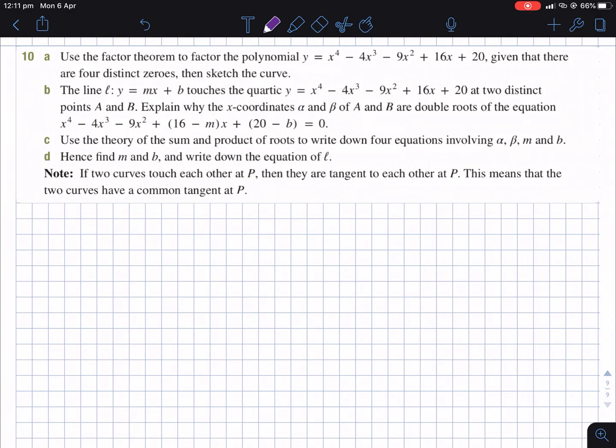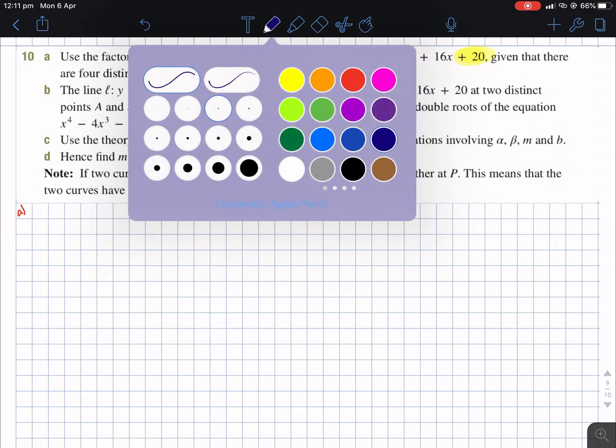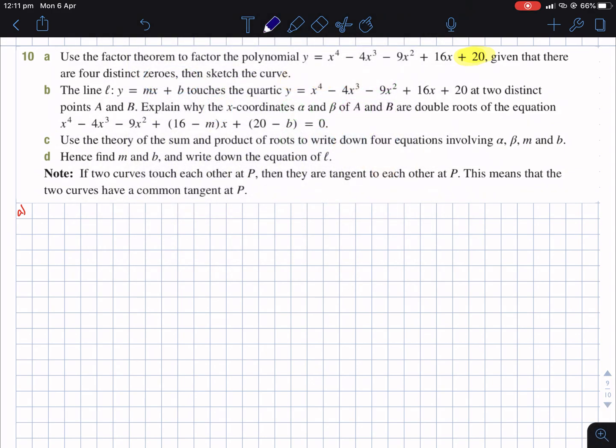All right, question 10. They want us to actually do a good job of sketching this polynomial. So we're going to start off. Have a look at the final thing. So we're going to look at the factors of this, and this is what we're going to sub in to try and find our zeros.